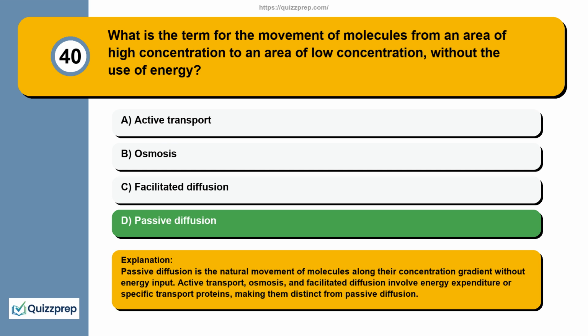Passive diffusion is the natural movement of molecules along their concentration gradient without energy input. Active transport, osmosis, and facilitated diffusion involve energy expenditure or specific transport proteins, making them distinct from passive diffusion.